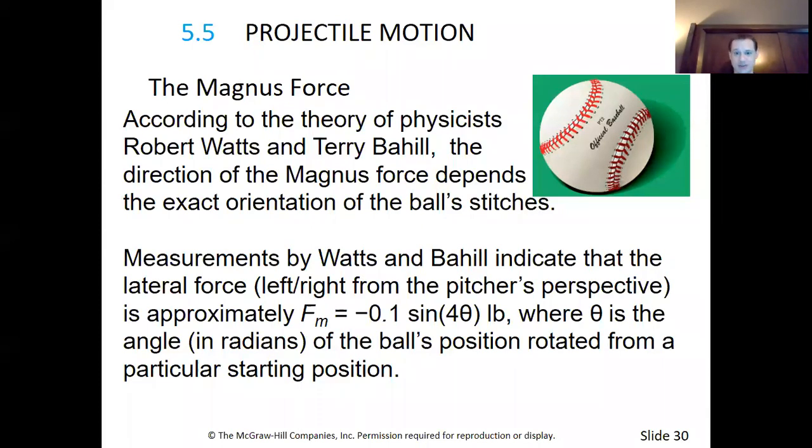They're using the English system. Theta is the angle, in radians, of the ball's position. So this time position does not represent a line. Position represents an angle. Your position is 0 when you've gone 0 degrees. Your position is 2 pi when you've gone all the way around. It's 4 pi when you spun around. So position in this case is your angular position, angular displacement, if you're in physics and recognize that term.